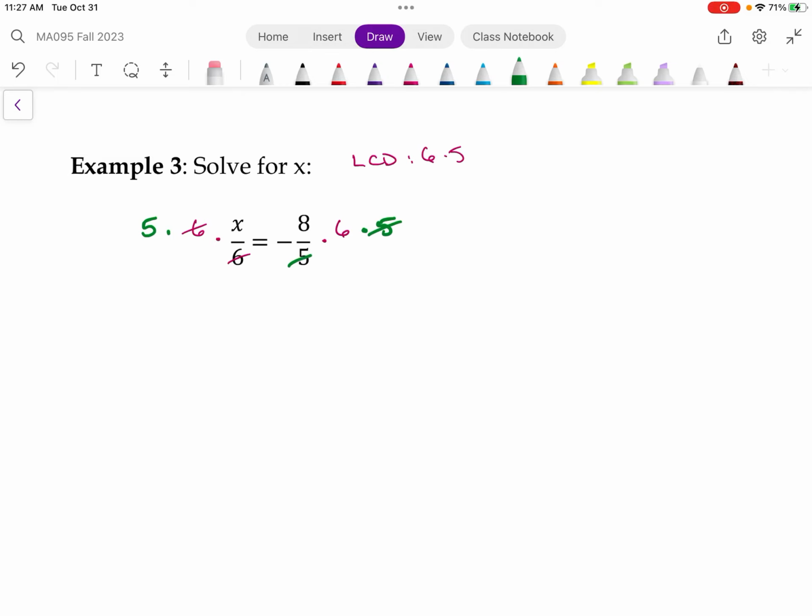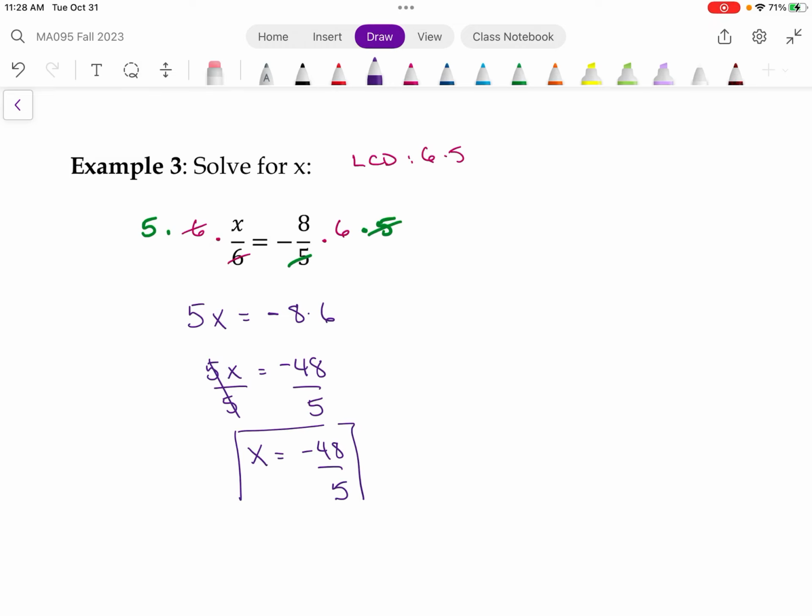So what am I left with? I would rewrite, because it's a little complicated to look at, so don't skip this part. 5x equals negative 8 times 6. All right, so I get 5x equals negative 48. Now divide both sides by 5, and you get x equals negative 48 fifths. All right, so if you're going to check that, you can just use your calculator and use the fraction button if you have one, and double check that this works out so that the left side equals the right side.